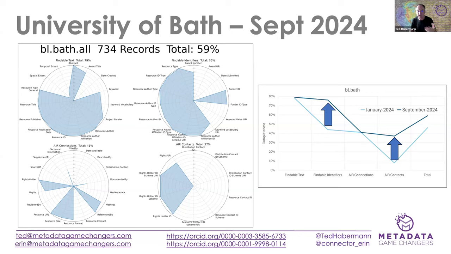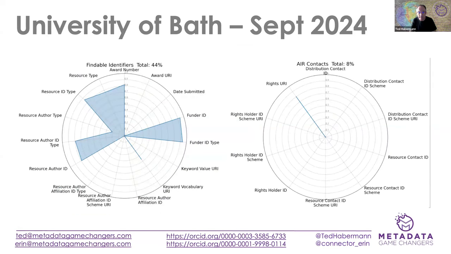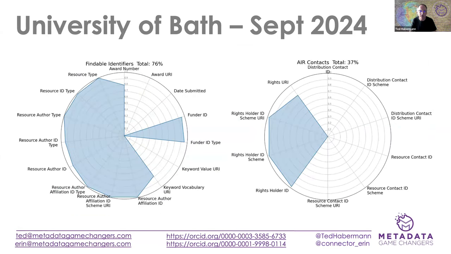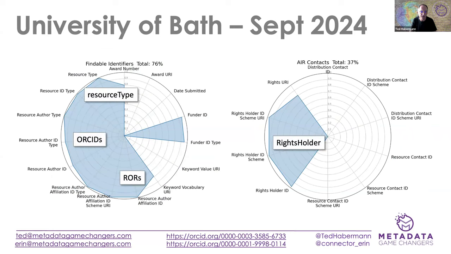So Alex said they're adding identifiers into their metadata. So we expect this in findable identifiers and AIR contacts. We'll look at that in just a second. But the biggest increase was in these two use cases on the right side here. And this is what they look like before. This is what they look like after. And this is the elements that changed.